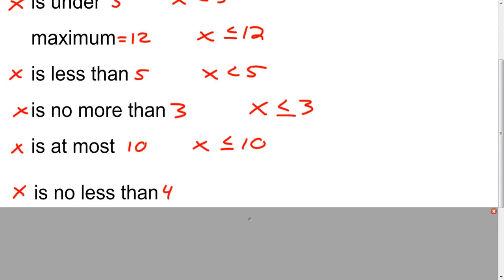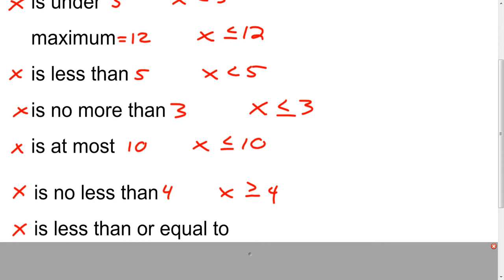x is no less than 4. So it's like 4 is the minimum value. It's the floor. So x has to be greater than 4, but it can be equal to 4. So x is greater than or equal to 4. That means x is no less than 4. x is less than or equal to 12. We already know that one.